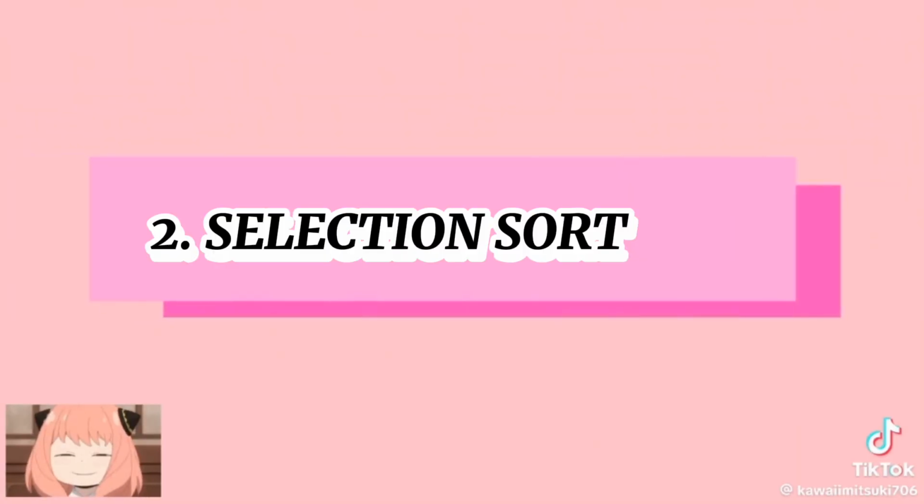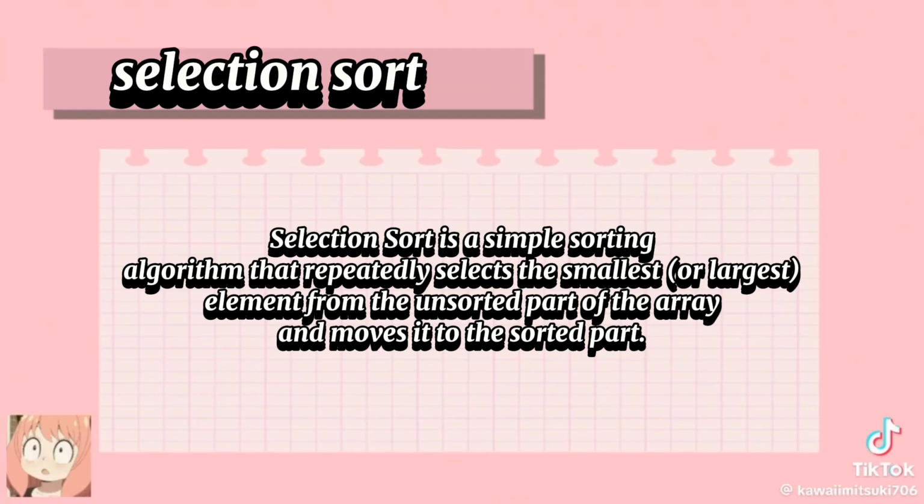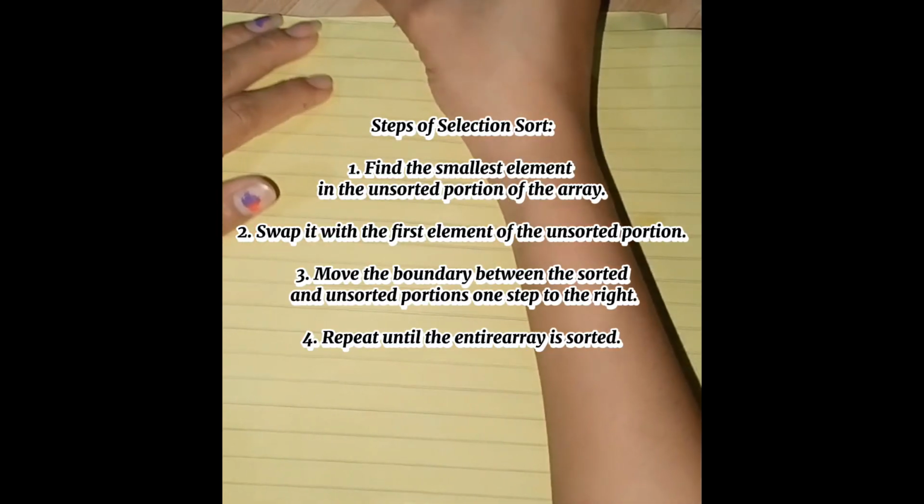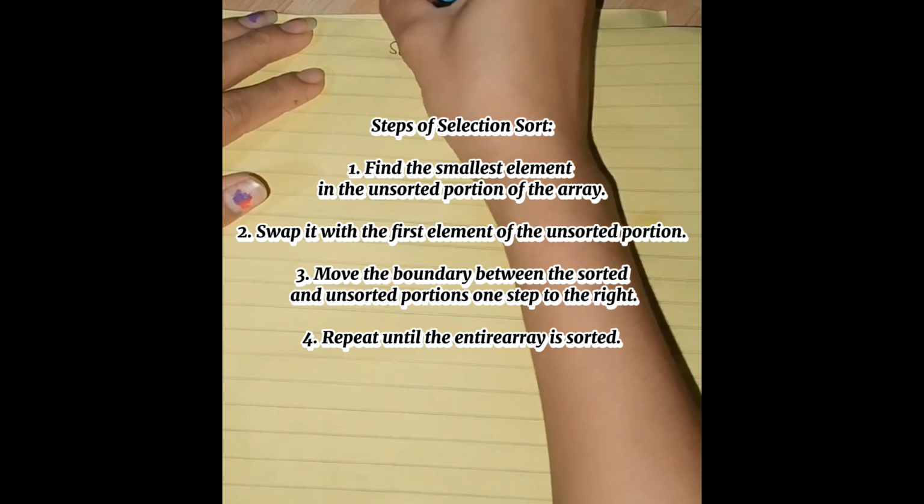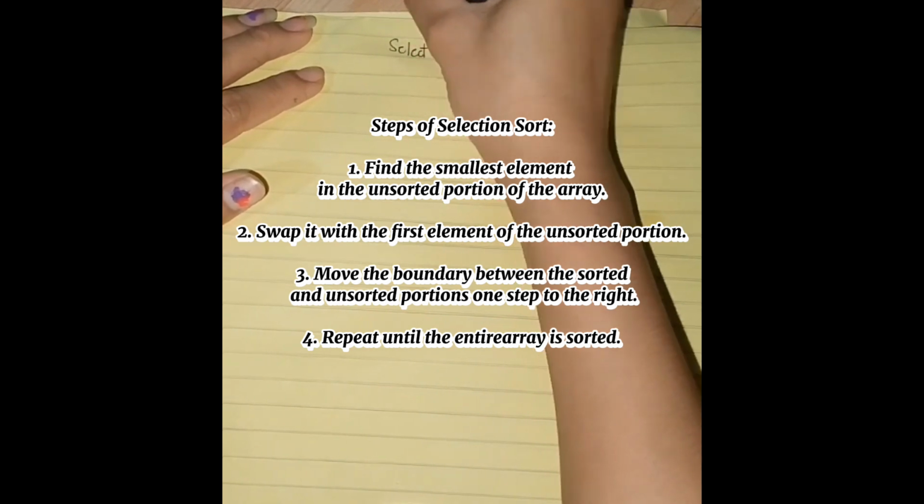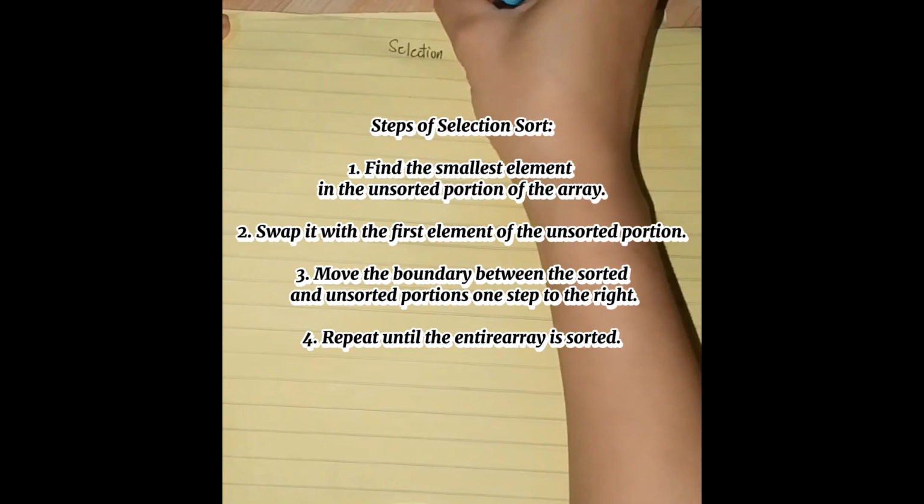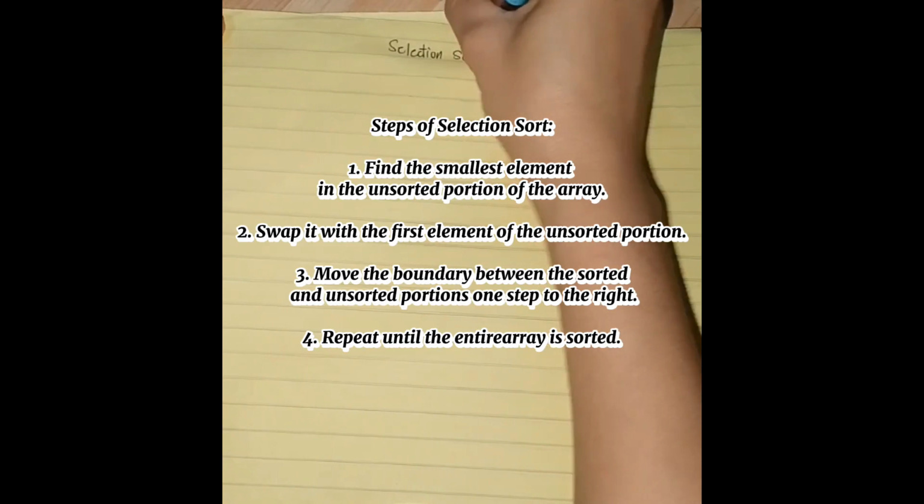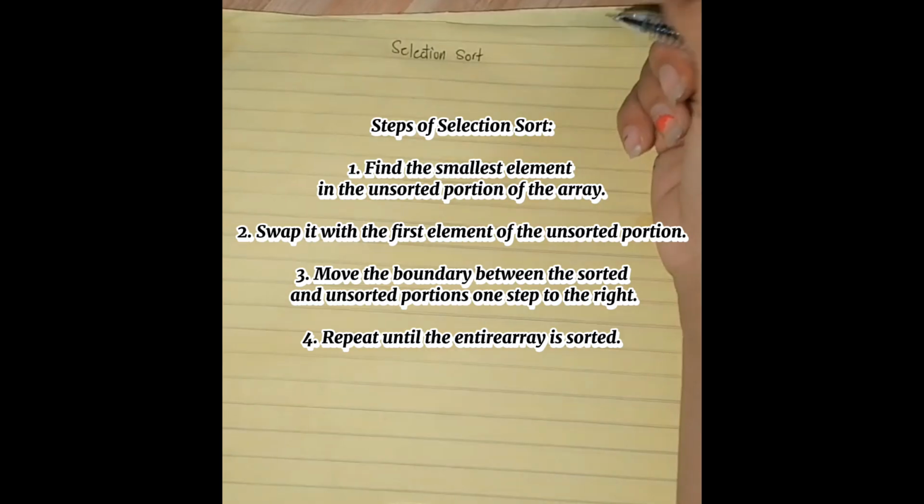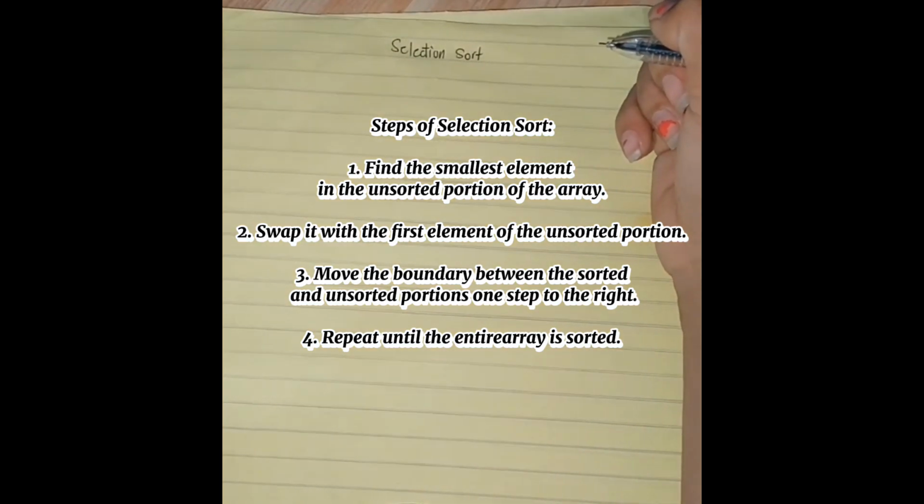2. Selection sort. Selection sort is a simple sorting algorithm that repeatedly selects the smallest or largest element from the unsorted part of the array and moves it to the sorted part. Here's an example to demonstrate how it works. Steps of selection sort: 1. Find the smallest element in the unsorted portion of the array. 2. Swap it with the first element of the unsorted portion. 3. Move the boundary between the sorted and unsorted portions one step to the right. 4. Repeat until the entire array is sorted. And this is the example.